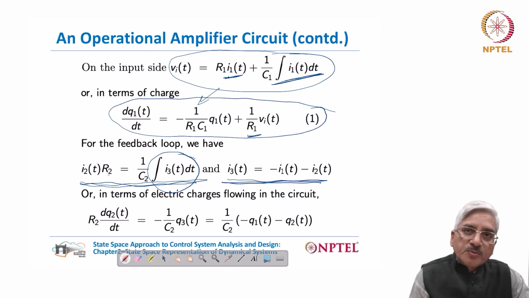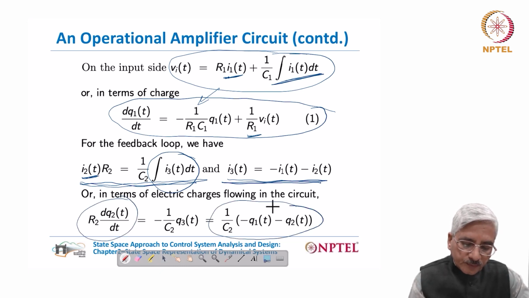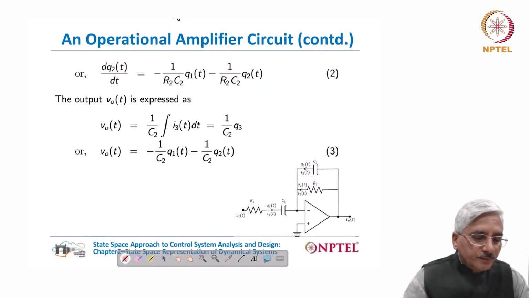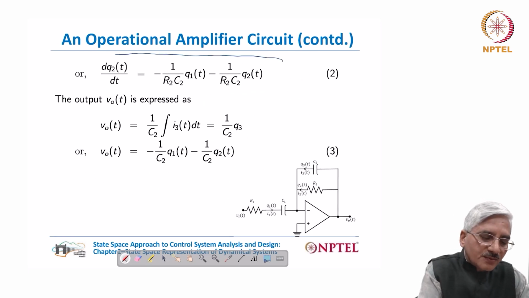And if we divide throughout by R2 and simultaneously in place of I2 we substitute dQ2 by dt, we will have R2 dQ2 by dt equal to minus 1 by C2 Q3, or dQ2 by dt will be equal to this thing, where Q3 has been substituted in terms of Q1 and Q2. So dividing by R2 will convert that equation into this form. So this is another differential equation.